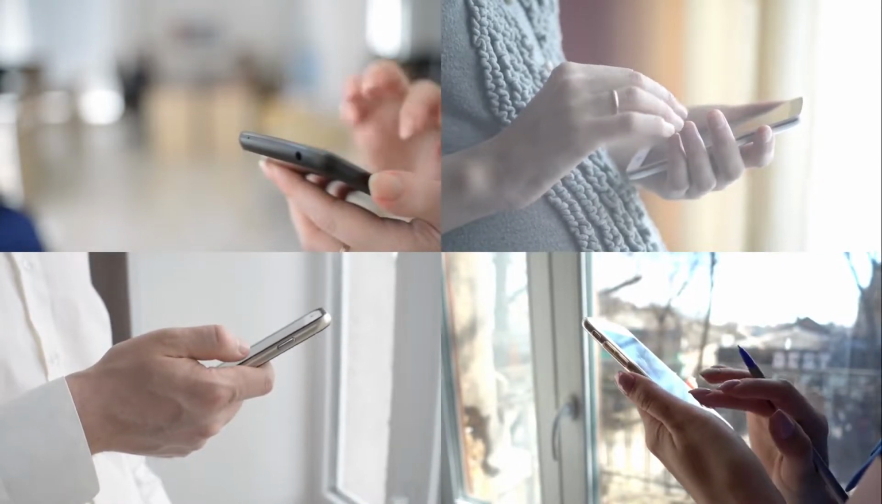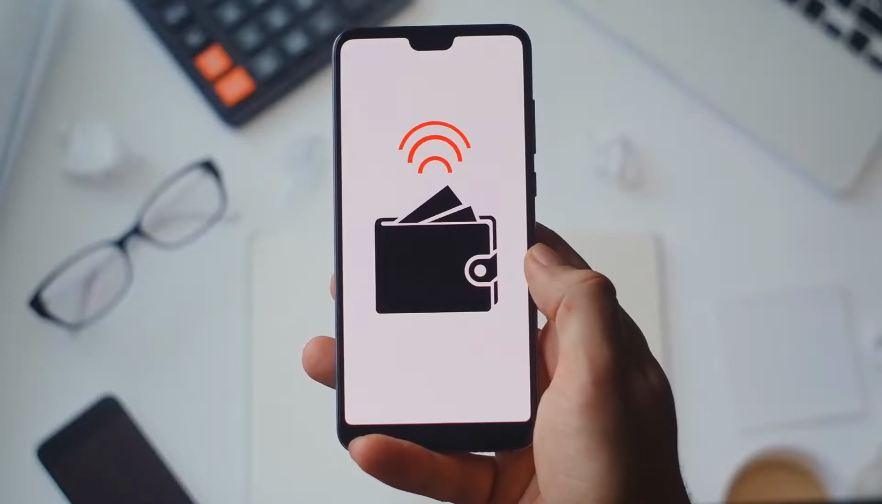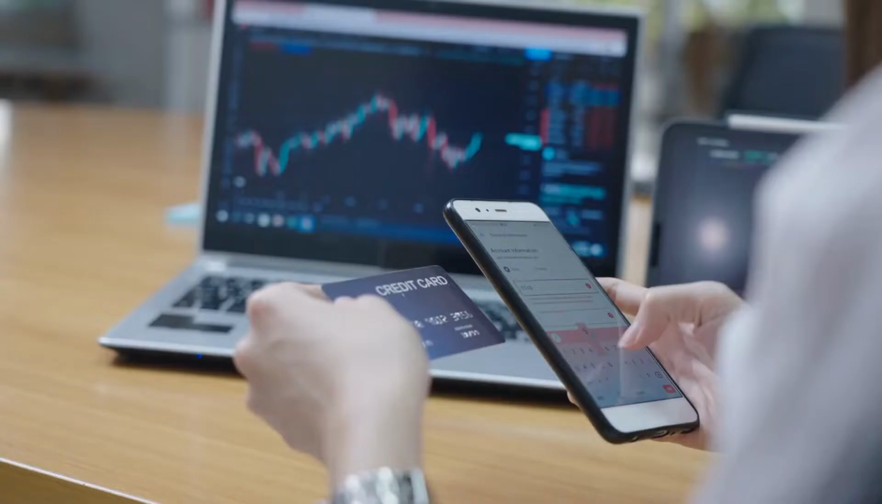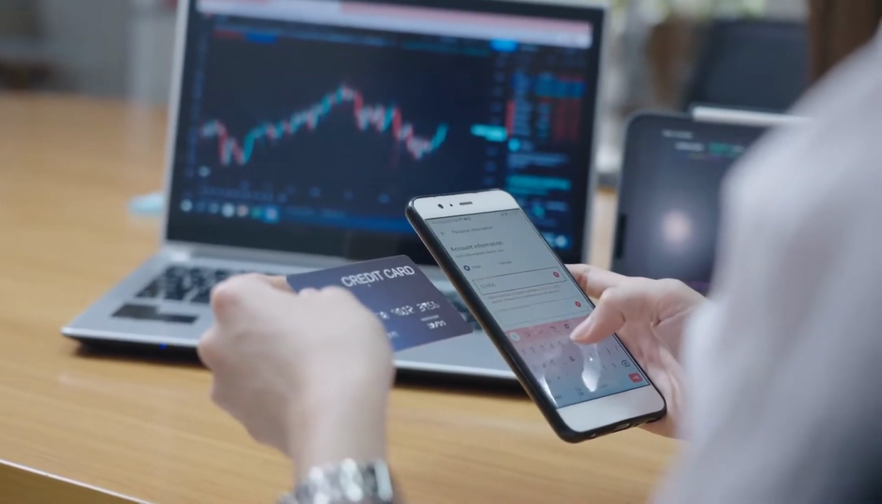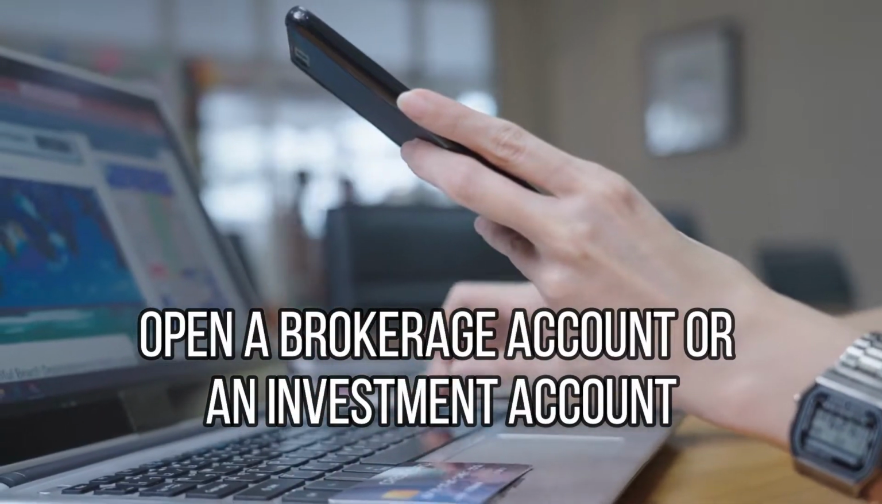Now, they don't literally hand out cash when they distribute the money. As we all know, that's not how the stock market works. Instead, they send the money to your brokerage account or your investment account. When starting on investing, the first thing that any beginner investor must do before anything else is open a brokerage account or an investment account.